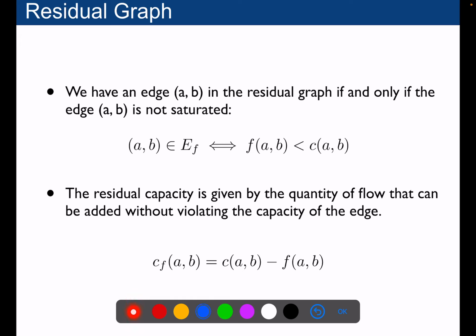So, for instance, if you have an edge AB, and you have 4 out of 6, where 6 is your capacity, then if this is the edge in the residual graph, it will have a capacity here. 2 will be CFAB. Okay, that's the residual capacity.